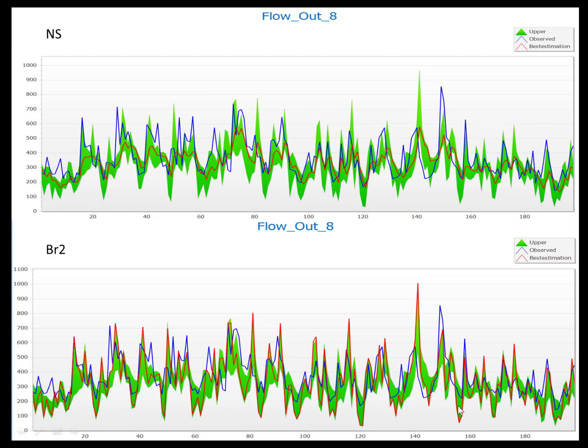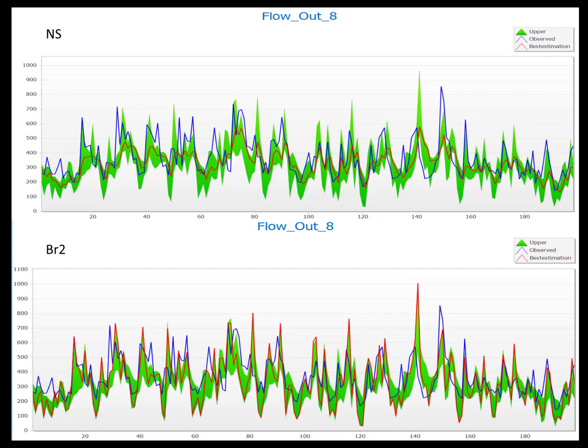So the red line is my best simulation, the blue line is observation, and the green band is my 95% PPU. Now, if you notice, there is quite a bit of difference in the best simulation that I obtained between bR² and Nash-Sutcliffe. Here you see the red line. The base flow is very much underestimated everywhere, right? And you see the peaks are overestimated everywhere. But if you look at the Nash-Sutcliffe, it's sort of a smooth curve that runs through the middle of my observation. So different objective functions really give you different best parameters that are quite different.